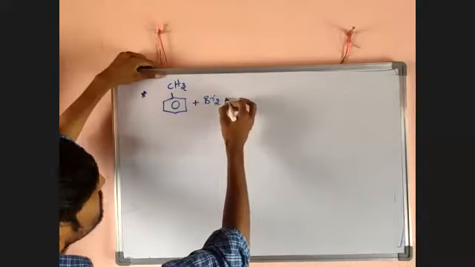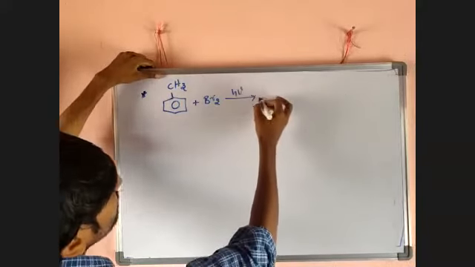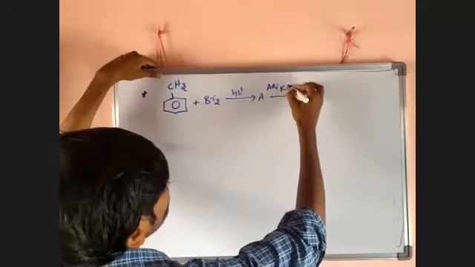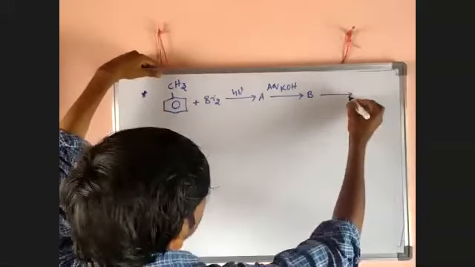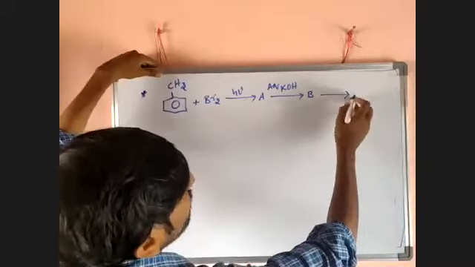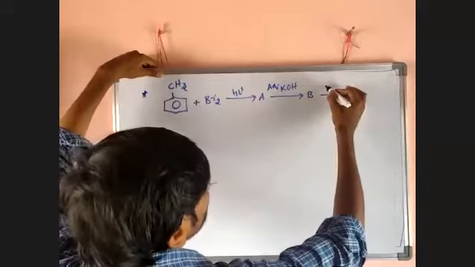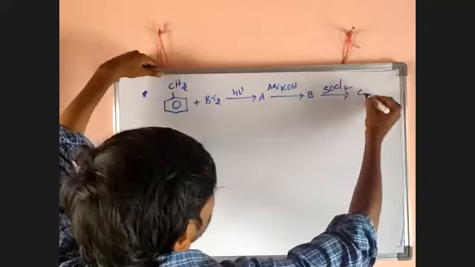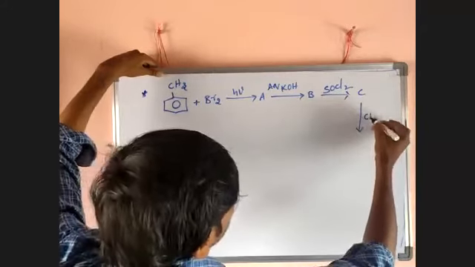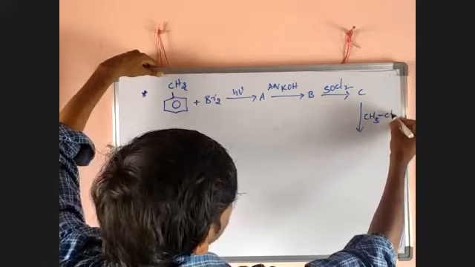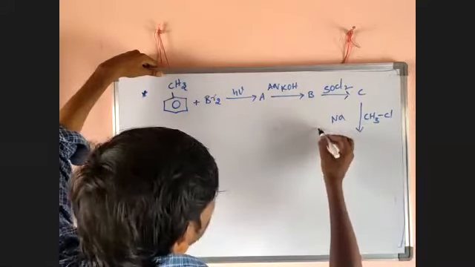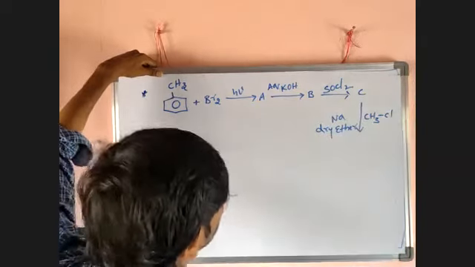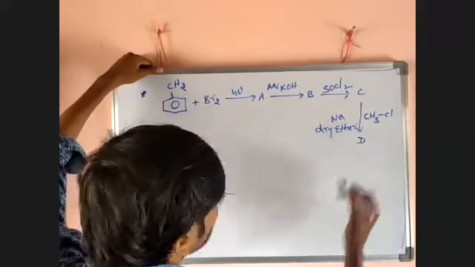Plus Br2 in presence of sunlight will get A. With aqueous KOH you will get B, which is covered in today's class also. Then how to take SOCl2. SOCl2 you will get C. Then how to take CH3Cl in presence of sodium and dry ether. It is D. Look here.